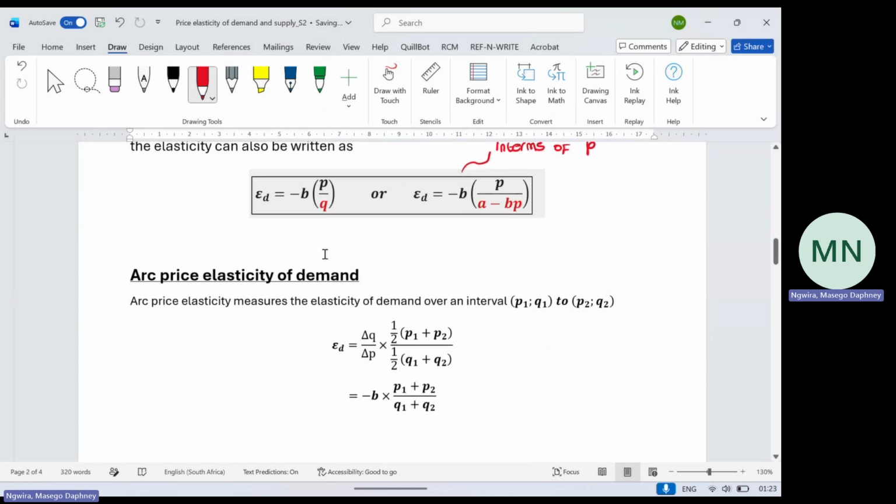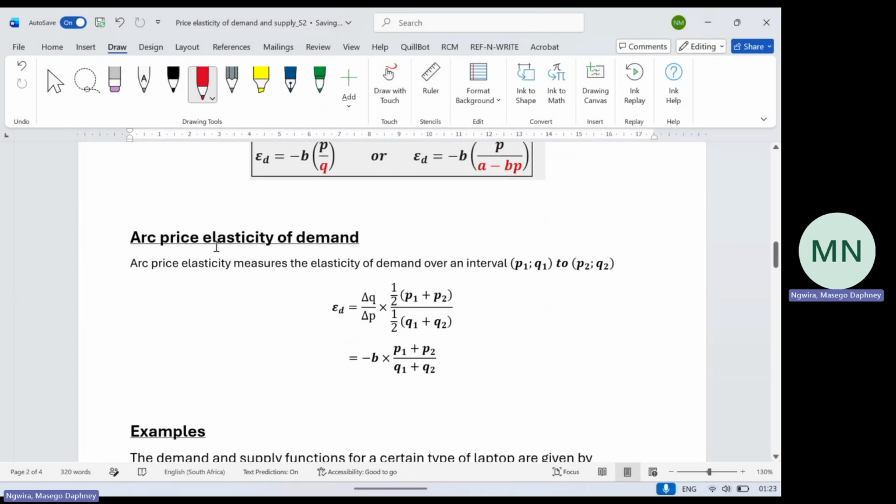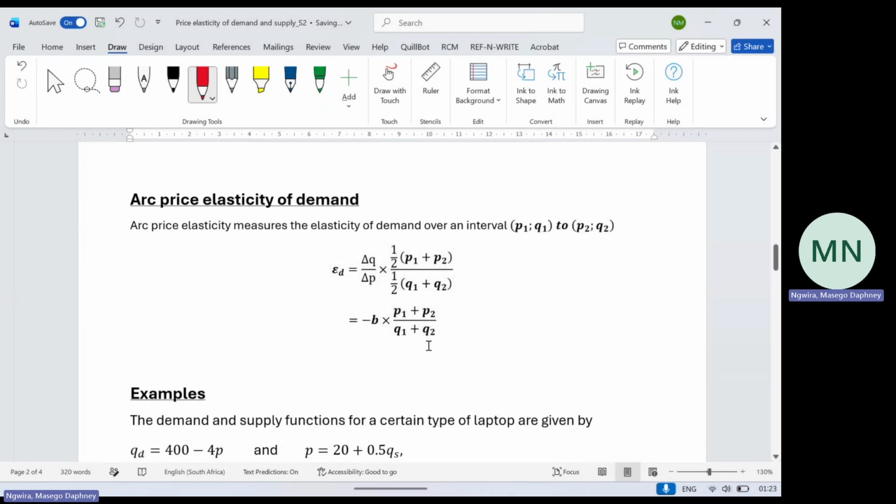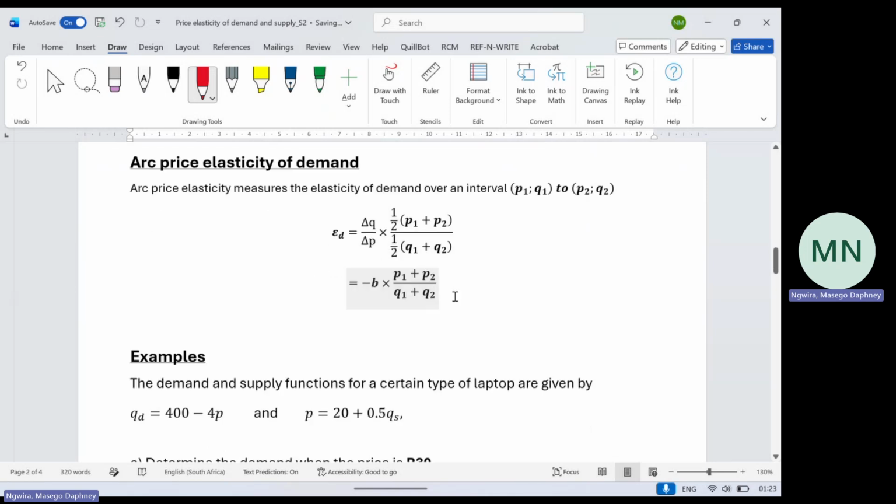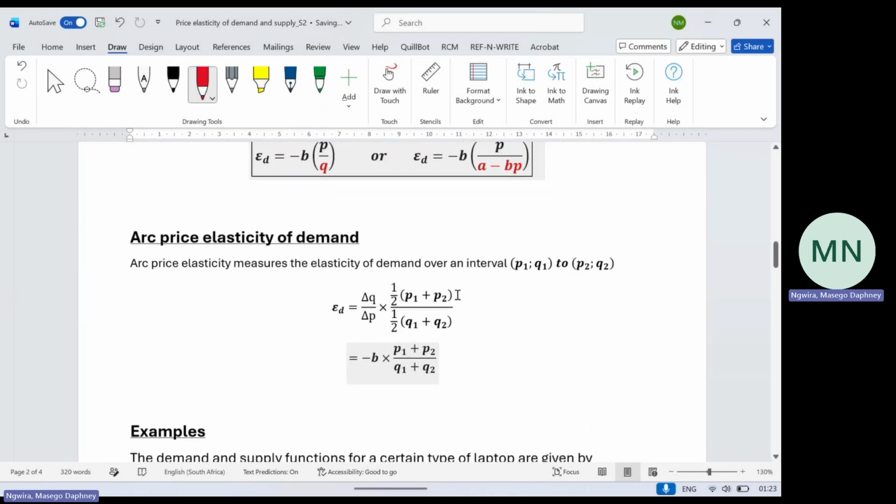And then we have what we call arc price elasticity of demand. So they say the arc price elasticity measures the elasticity of demand over an interval. So this is when you have 2 points over an interval, from this point to this point, right? From this price to this price, from this quantity to this quantity. Then we use this formula that has 2 prices and 2 quantities, right? So you'll also see that when we do the example.